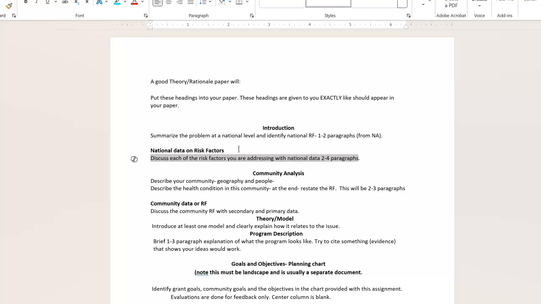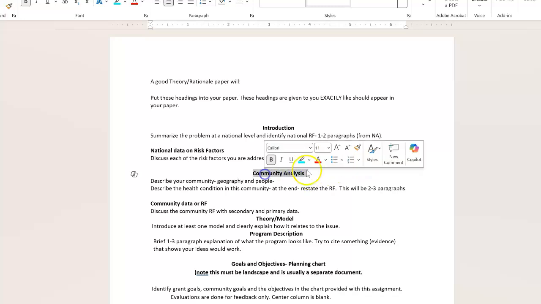So each risk factor, if they're small, has its own paragraph, but if you have a larger risk factor with several elements, each element might have a paragraph. You are discussing the risk factors using national data. You must have data to show that the risk factors for your population are greater than for other populations. Again, this should have been in the needs assessment paper, and if your community analysis was done correctly, it was in the community analysis paper.